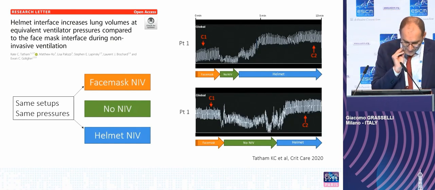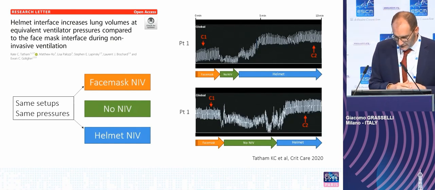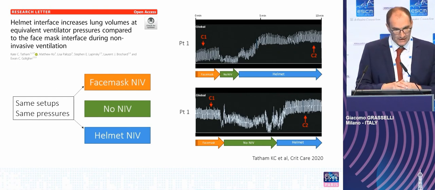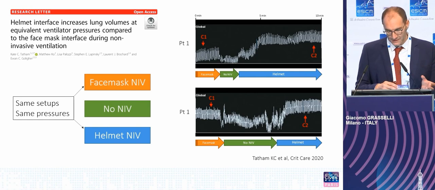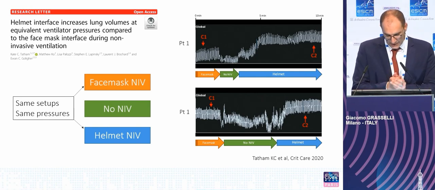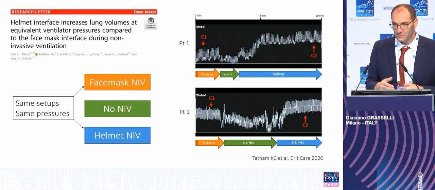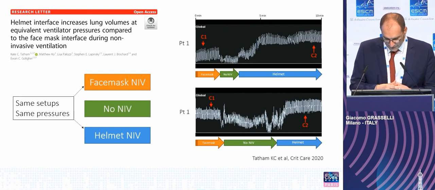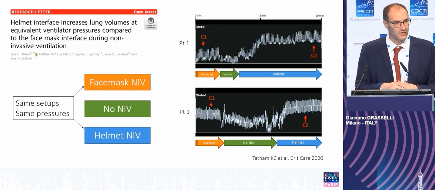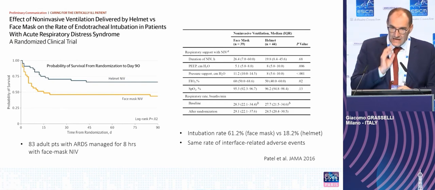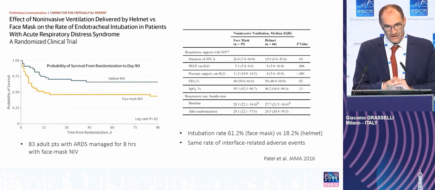Another interesting observation comes from this study, and Laurent is the co-author of this. This was published in Critical Care, and this study shows that in patients receiving non-invasive ventilation with the face mask or the helmet, with the same setup, so same pressures, you can see on the right-hand side that the phase of helmet ventilation seems to be associated with an increase in end-expiratory lung volume, which is a proxy of alveolar recruitment, better obtained with the helmet than with the face mask. So do we have clinical data that compare helmet and face mask for NIV?